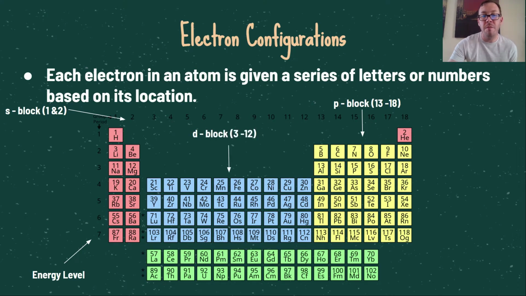Groups 3 through 12 are known as our D block, and then our lanthanides and actinides are known as our F block elements. So using this as a grid, we can determine roughly the locations of those electrons, or at least be able to describe specific electrons as well as which sublevel they are in.